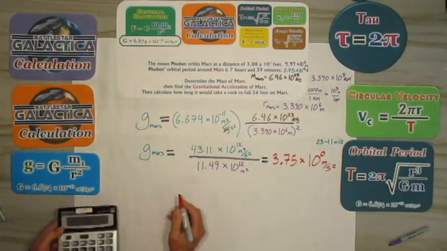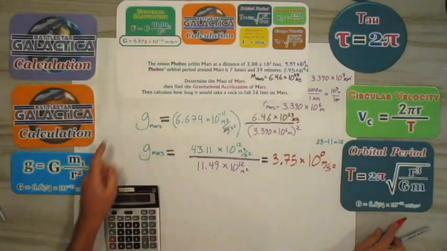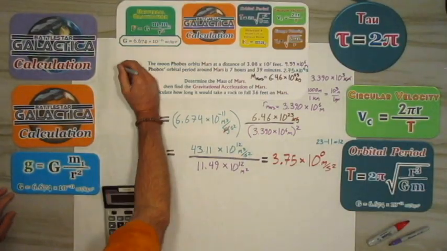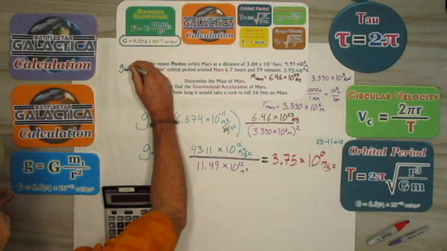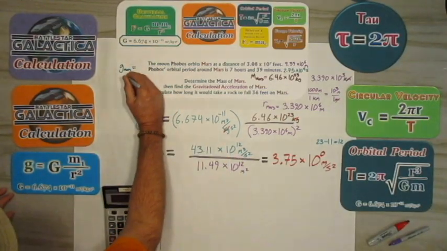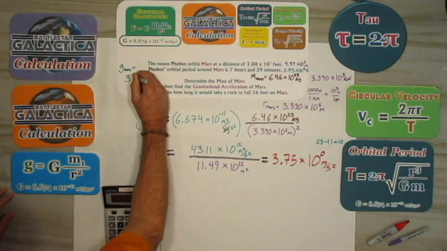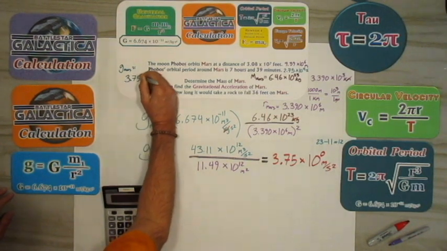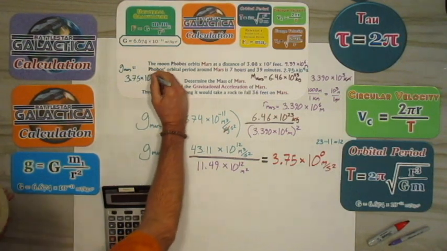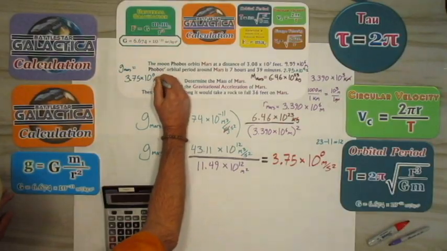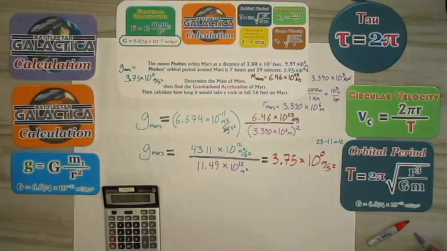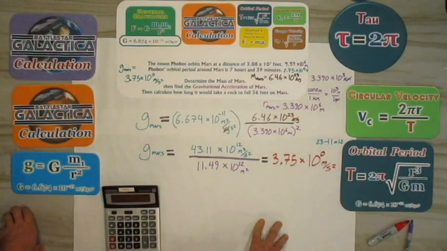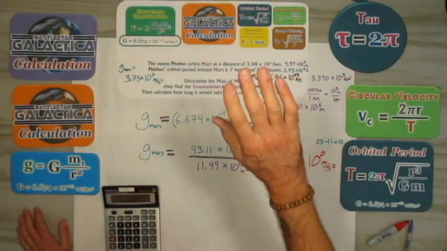Let me rewrite that. Let me put it over here. Okay, the g of Mars equals 3.75 times 10 to the 0 meters per second squared. So that's a lot less than Earth. Obviously, that's about 1/3 of the gravity on Earth. The gravity on Mars is much less, so accelerations are much slower.